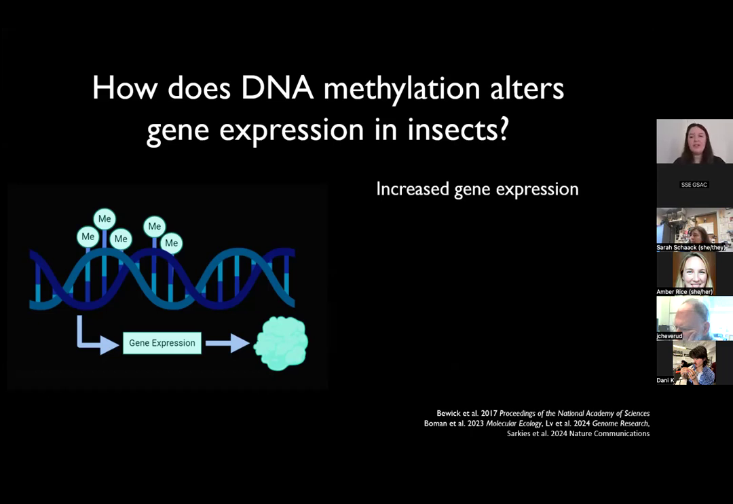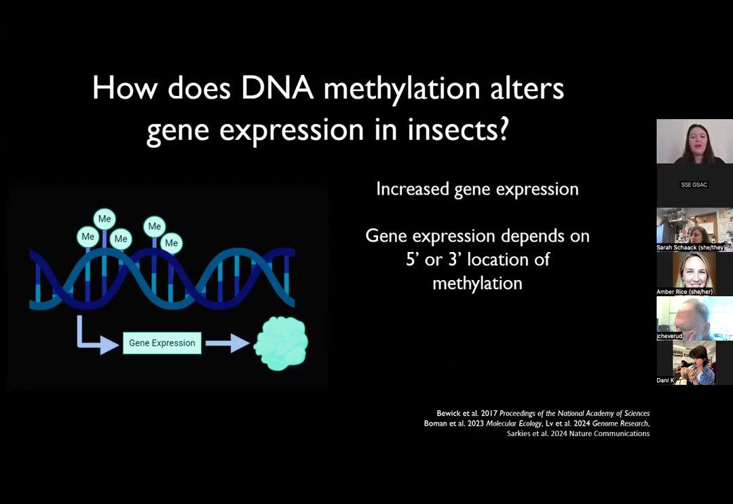So some studies have found that more DNA methylation results in increased gene expression. Others have found that the increase in gene expression is dependent on where the methylation occurs, so whether it's at the 5' or 3' end of the gene. Others have found that more methylation results in stabilized gene expression. And then, of course, some found no correlation at all. So it seems highly variable in insects.